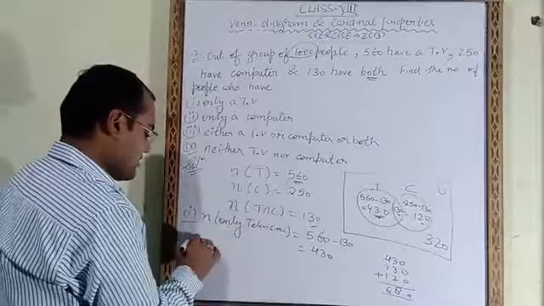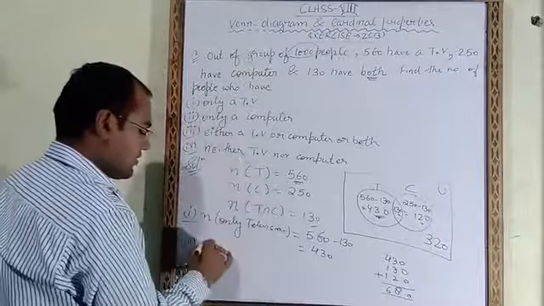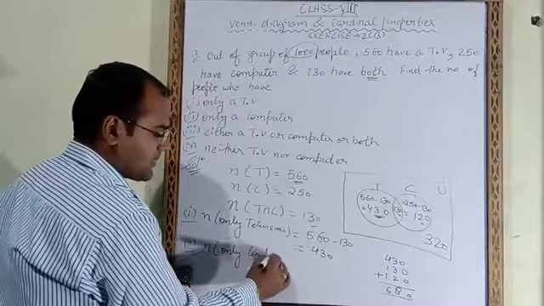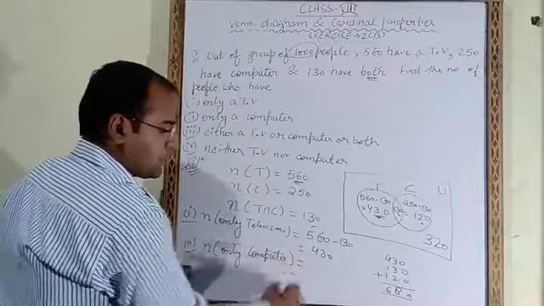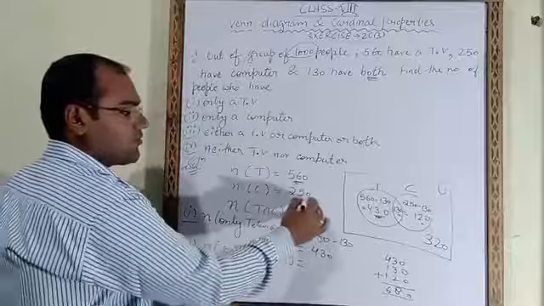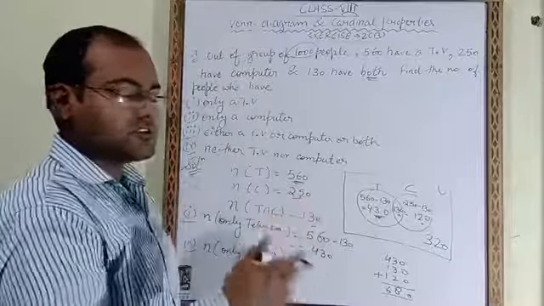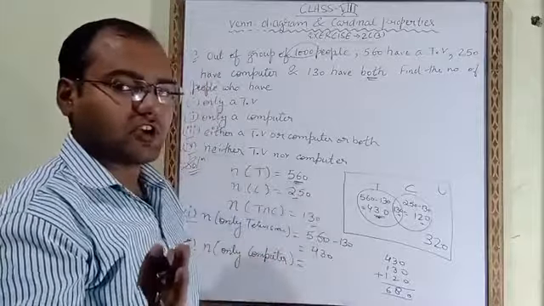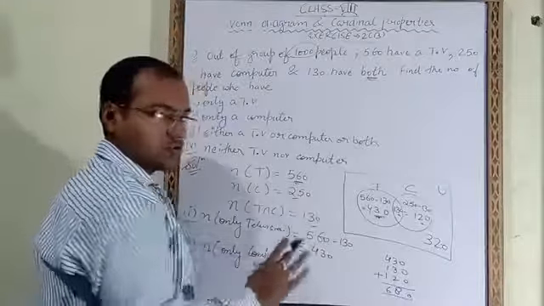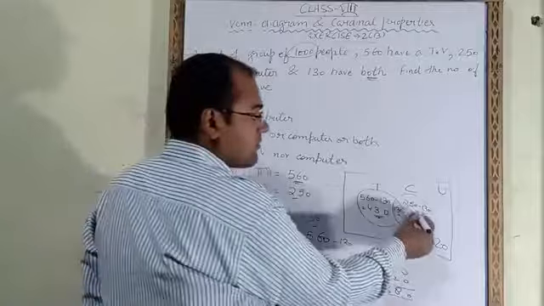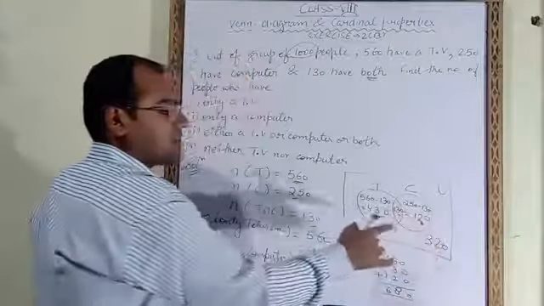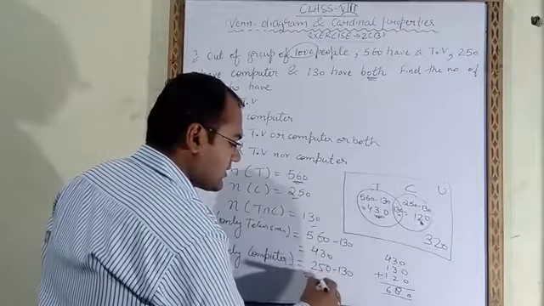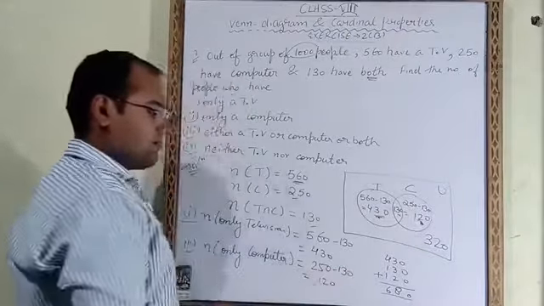Now the second part: how many are having only computer? The number of people who have computer is 250, but these are not only computer persons. Out of these 250, few are having television also. We have to write only computer, those who are having only computer. So how many are having only computer? 120 people. So 250 minus 130, the answer is 120.